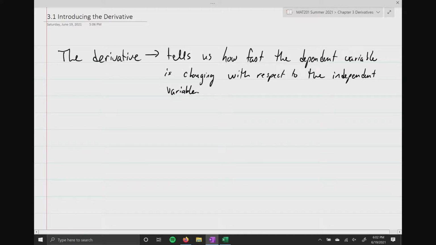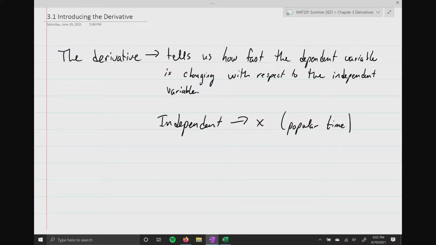So the derivative tells us how fast the dependent variable is changing with respect to an independent variable. Now, this independent variable, sometimes we label it as x. So let me just go ahead and write this down. So the independent variable, sometimes we label it x, but a very popular variable is going to be time. Because what we're really concerned with is how fast is something changing with respect to time.